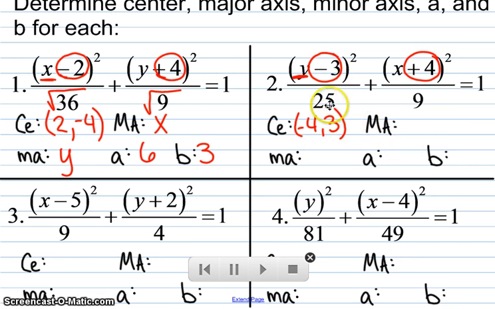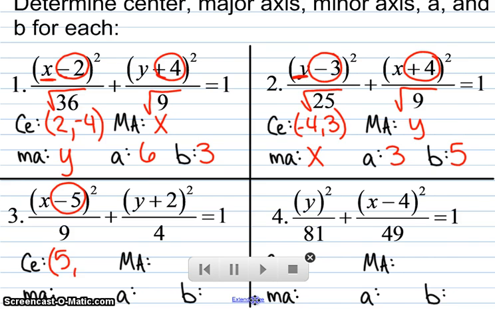For my major axis, the 25 is bigger, so I know y is my major, which means x has to be my minor. A is going to be the square root of 9. Excuse me, it's going to be 3. Then b is going to be our square root of 25. If you made a mistake like I did, shame, shame. Make sure you look at which one's under which letter.